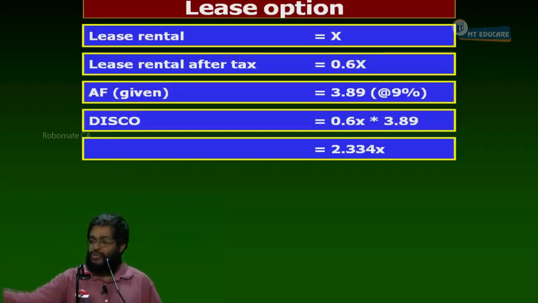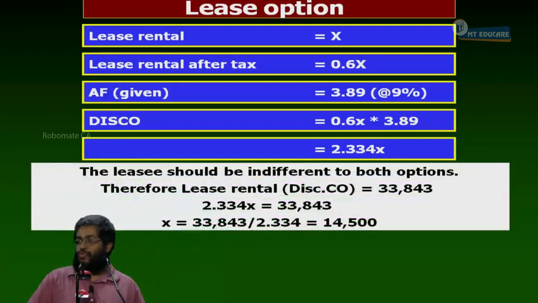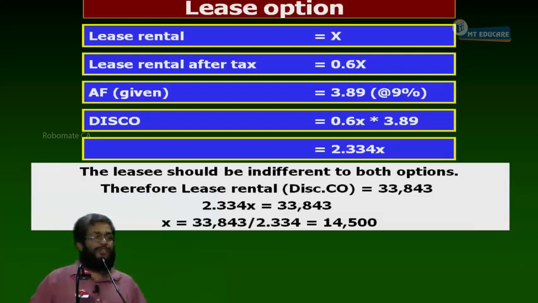2.334x is equal to, please fill in the blanks, 33,843. So x is equal to 33,843 divided by 2.334, which is equal to 14,500. This is the maximum I can pay for the lease. If the lessor charges a higher rental, what will I do? I'll rather go for the loan option. Everybody, yes or no?